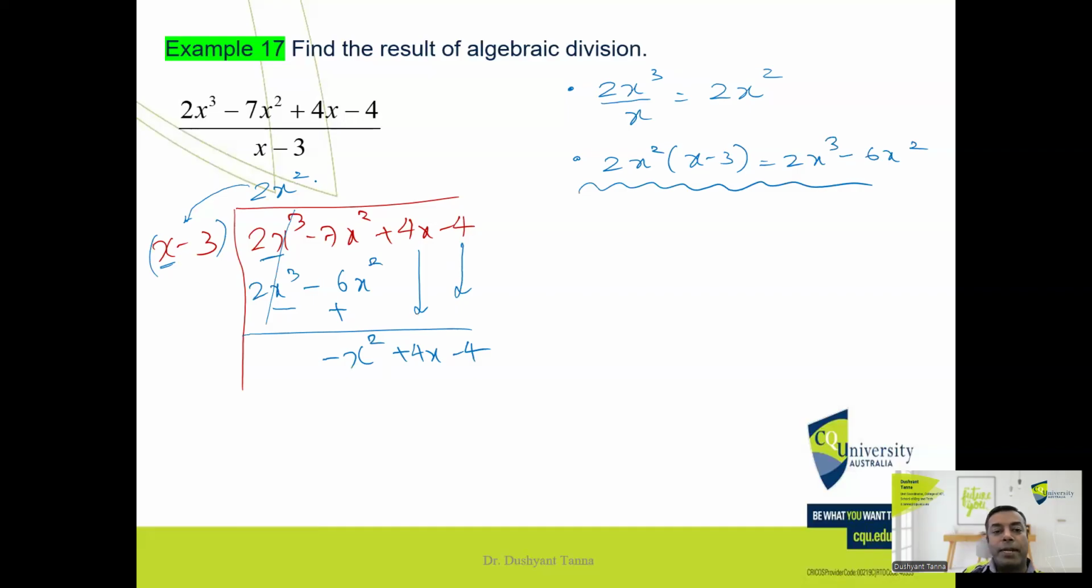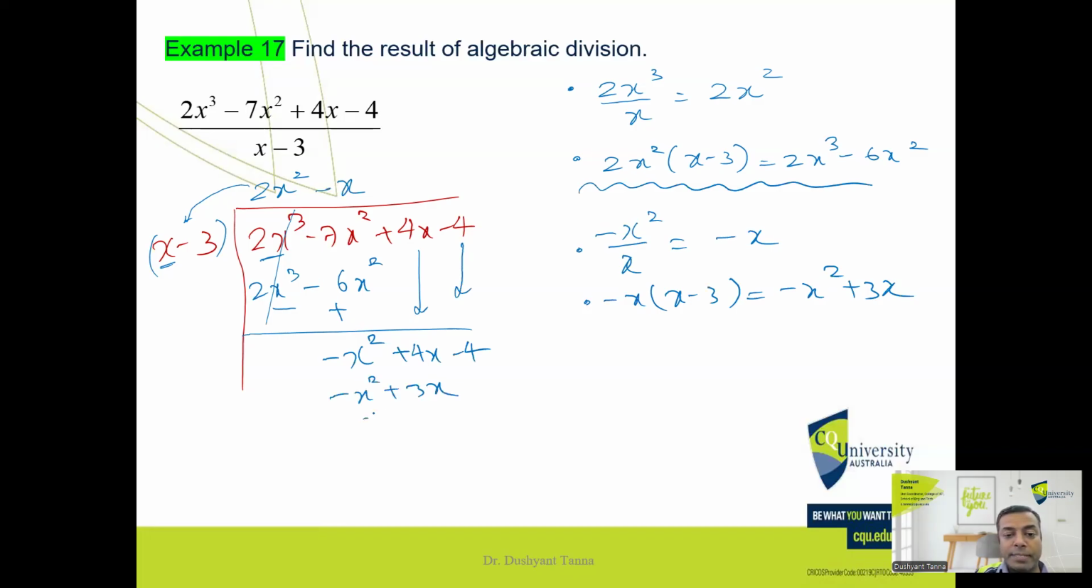Okay. Right. So you go to the next term here. The next term will be negative x squared divided by x, and that will give you negative x, right? Now that negative x will be multiplied with the bracket x minus 3. That will be negative x squared plus 3x. So my next term here is negative x, and up here is negative x squared plus 3x.